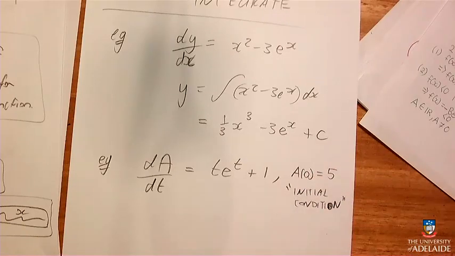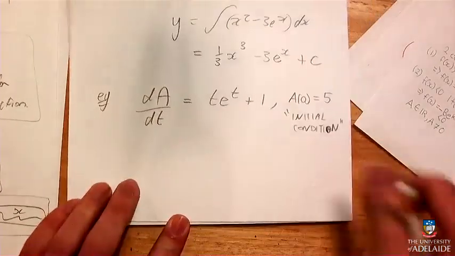The reason it's called an initial condition is because it tells you what happens when t equals 0. So if t was time, time equals 0 is the beginning, and initial means at the beginning. So that's why it's called an initial condition. So what you would do is you would integrate it.